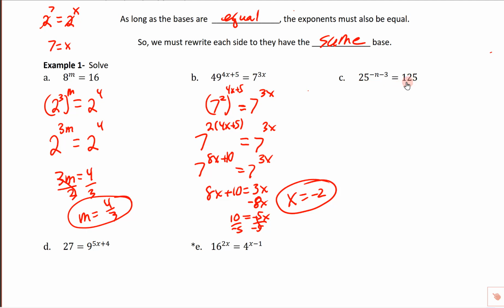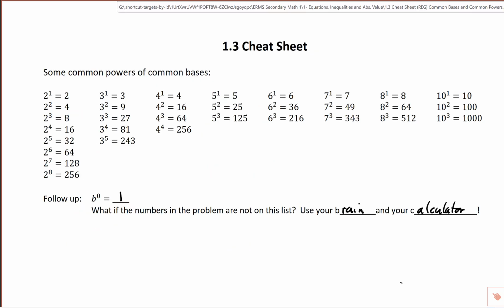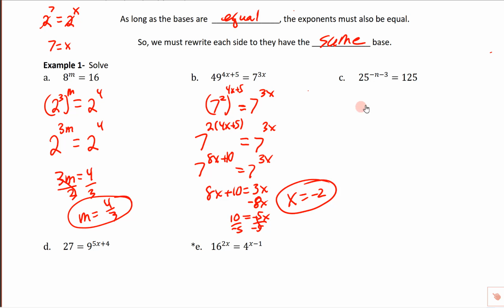We've got 25 and 125. I'm hoping that's a relatively easy one for people to remember. 25 is 5 squared. 125 is 5 to the third. So let's take a look here. This is 5 squared minus n minus 3. And this is 5 to the third.